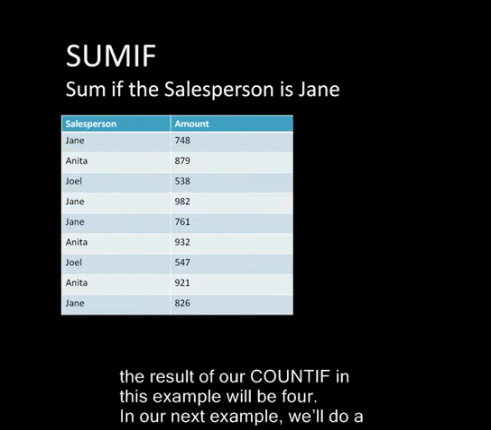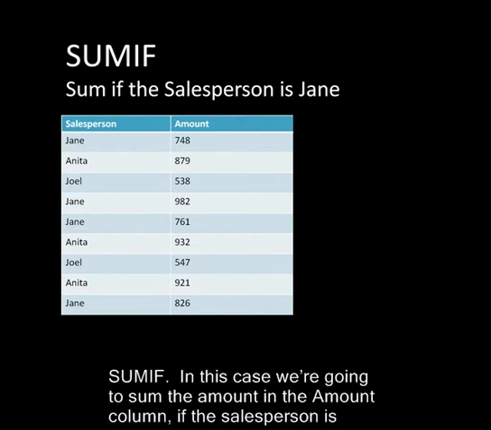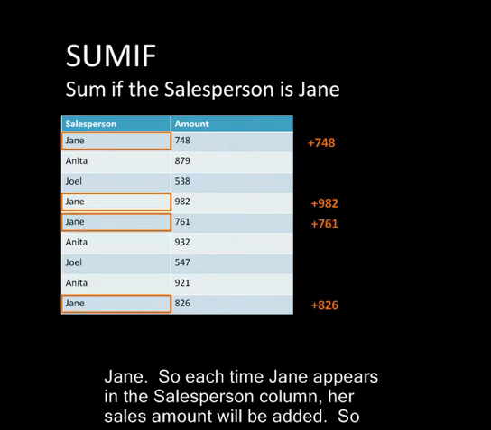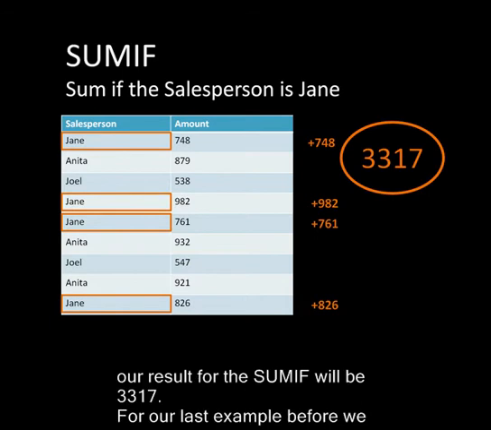In our next example, we'll do a SUMIF. In this case, we're going to sum the amount in the amount column if the salesperson is Jane. So each time Jane appears in the salesperson column, her sales amount will be added. So our result for the SUMIF will be 3,317.